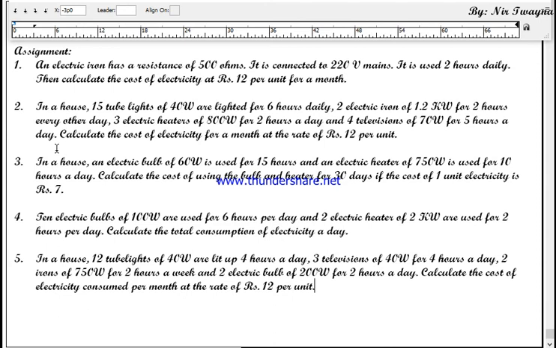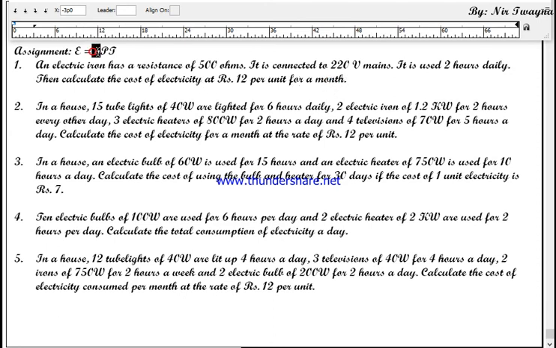Look at the first question. What you need is E equals NPT, isn't it? You need number, power and time. But the first question doesn't give you power. An electric iron has a resistance of 500 ohm and is connected to 220 volt mains. It is used 2 hours daily. Then calculate the cost of electricity at rupees 12 per unit for a month.